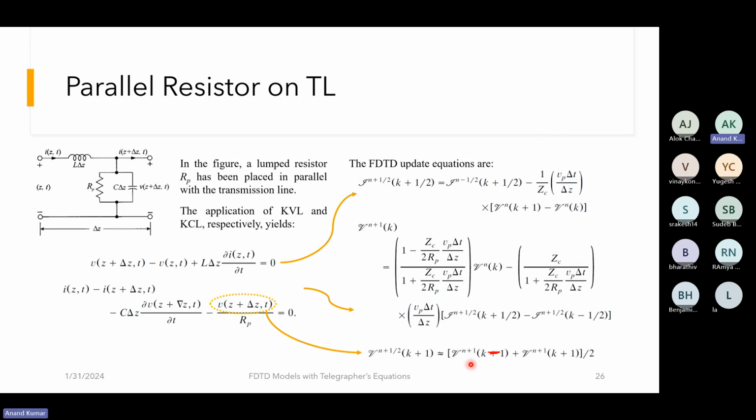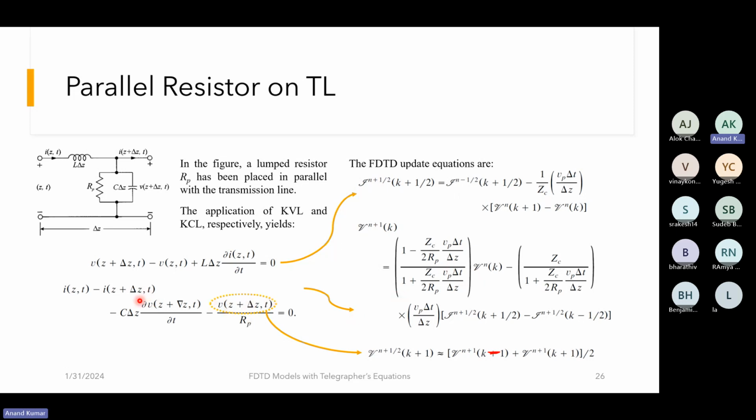So what we do is we take the voltage values at the neighboring nodes and average them so that we get the voltage value at this particular node. So that's all we need to do. So we have approximated this voltage value, and the first Telegrapher's equation does not have any changes. So the update equation is as it is for calculating current. And for the voltage, we have new terms over here.